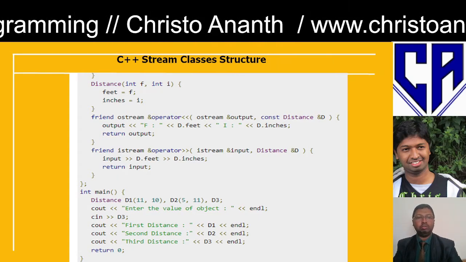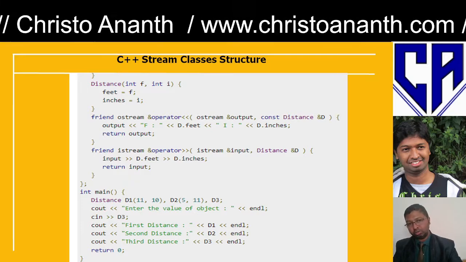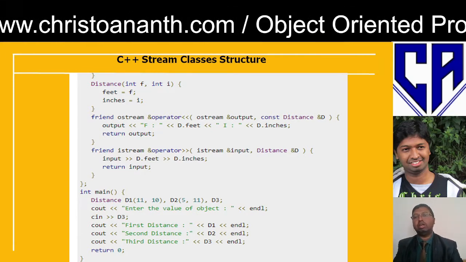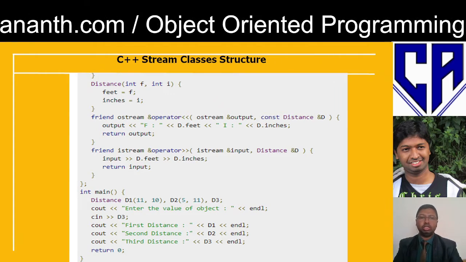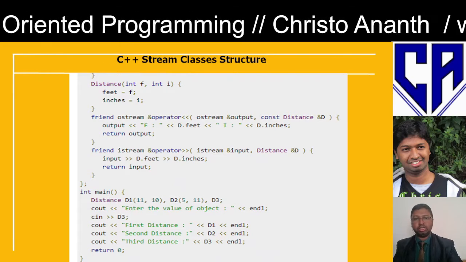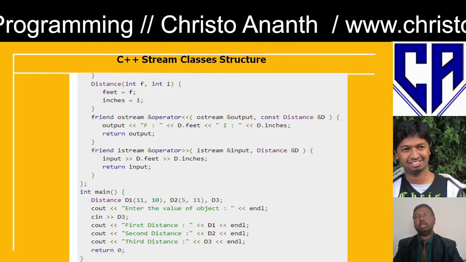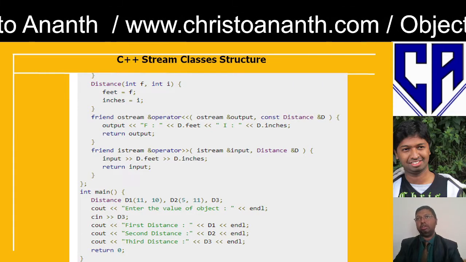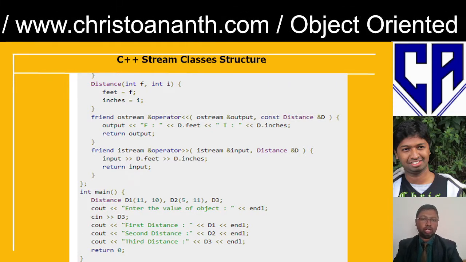And you have the friend function, friend ostream& operator<<, with ostream& output and const Distance& d. Then you print the output, which is d.feet, and i, which is nothing but d.inches. It is specified in inches. Then you return output.